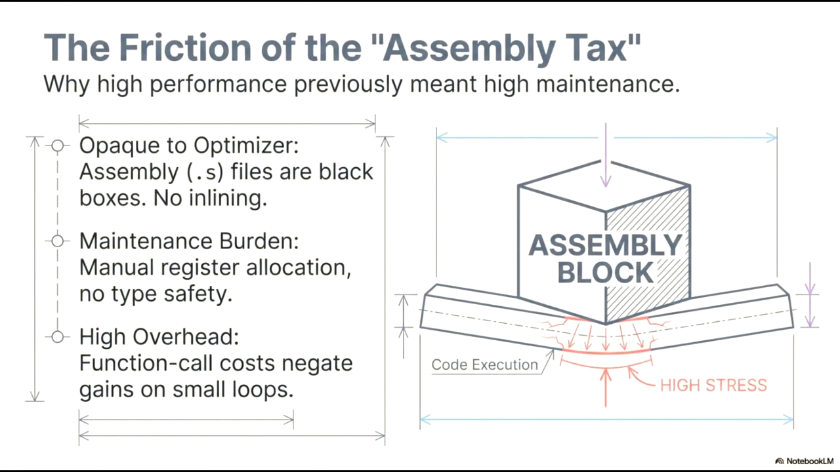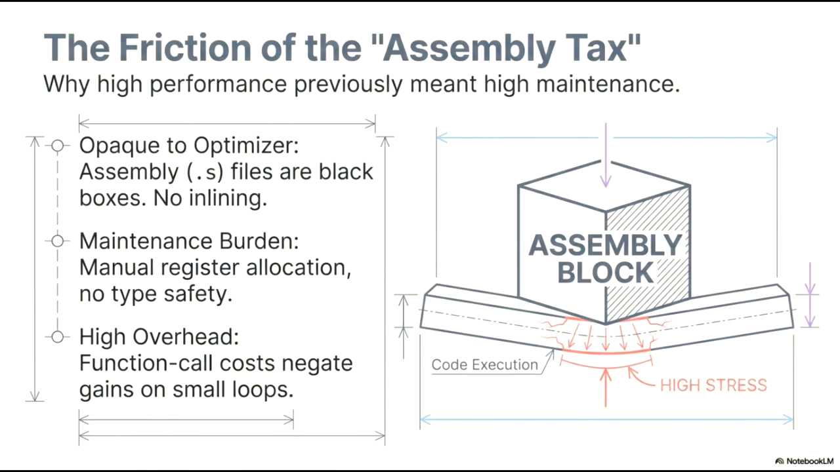The concept of the assembly tax explains why achieving high performance historically came at the cost of high maintenance. There are three primary frictions involved. First, assembly is opaque to the optimizer. Because assembly files are essentially black boxes, the compiler cannot perform critical optimizations like inlining, which limits the efficiency of the surrounding code. Second, there is a significant maintenance burden.